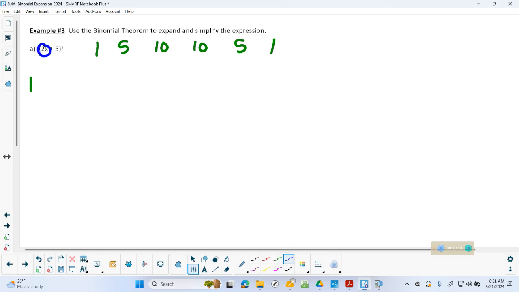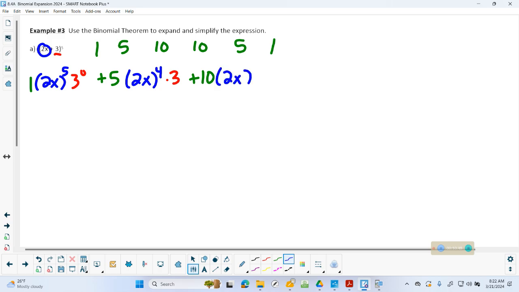First term in my expansion is 2x. That's going to start at the 5th power. 3 would start at 0. Now you don't need to write 3 to the 0, but I'm going to put it on for the pattern. Then of course 5. 2x is going to move down to the 4th. 3 moves up to the 1st. Next coefficient 10. 2x moves down to the 3rd. 3 is going to move up to the 2nd. Next coefficient 10. 2x moves down in power to 2. 3 moves up in power to cubed.